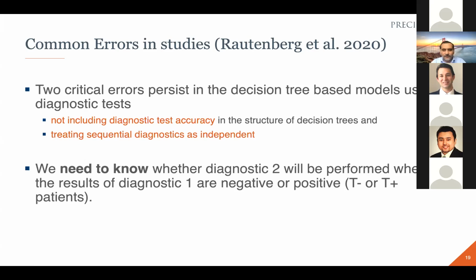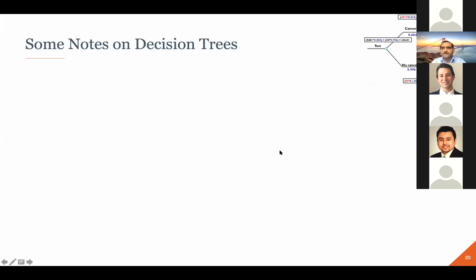So we need to know whether diagnostic 2 will be performed, depending on whether the results of diagnostic 1 are negative or positive. So this is the solution to that. First of all, include the testing accuracy. And second, if you know certain information, for example the result of diagnostic 1, then you have to use it in the decision tree in a dependent way. Okay. This is an important aspect that this study is talking about.